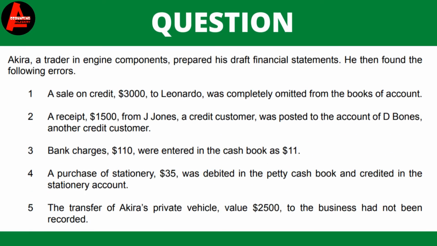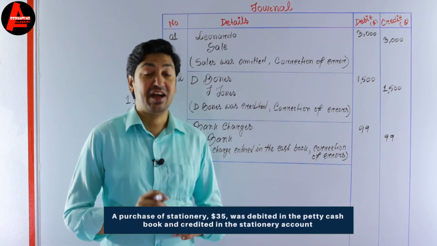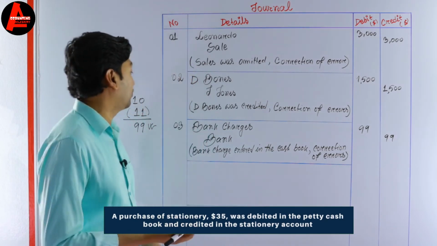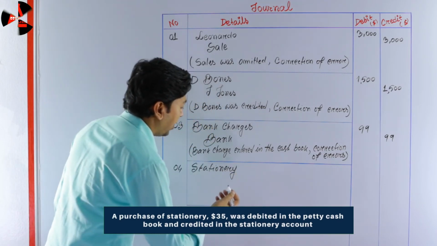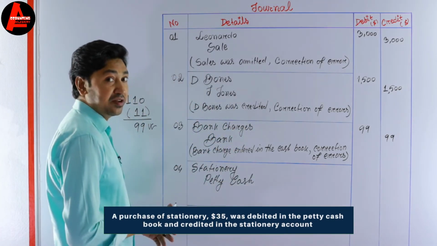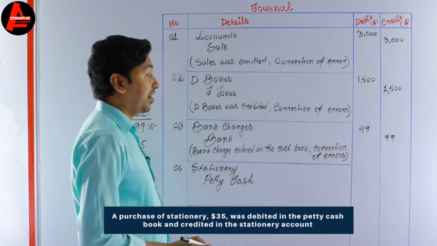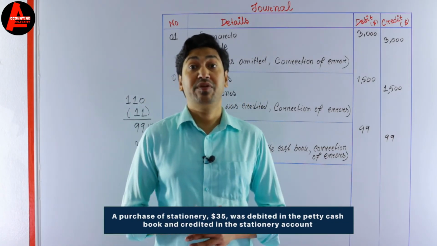Fourth one, a purchase of stationery $35 was debited in the petty cash book and credited to the stationery account. Stationery is an expense, it must be debited. So expense is increasing, so expense must be debited. So here we will write stationery to be debited and petty cash to be credited. So here in the question the amount is $35. So we'll write here $35. No, it is not 35. This amount will be now double.